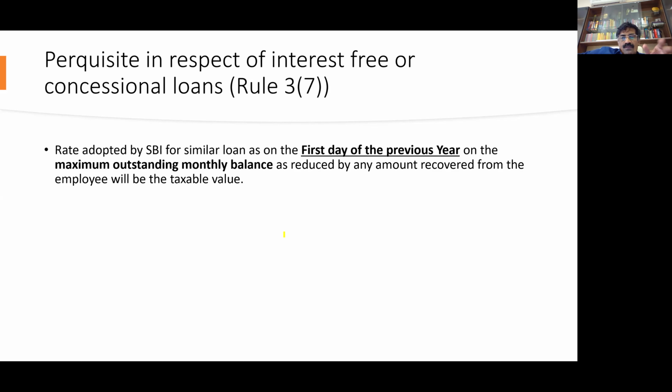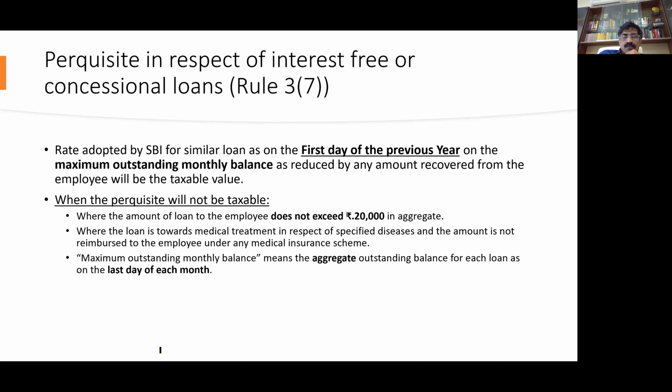Some of them are very interesting and very important. So first and the most important is interest-free loan or loan at concessional rates. Normally, an employee, especially in foreign banks, will be given a housing loan at 1% or 2% simple interest. Now, if by chance you have read financial management, you will know about one particular point.